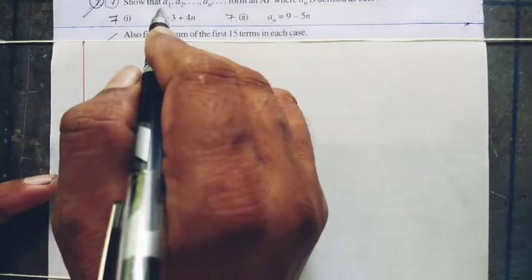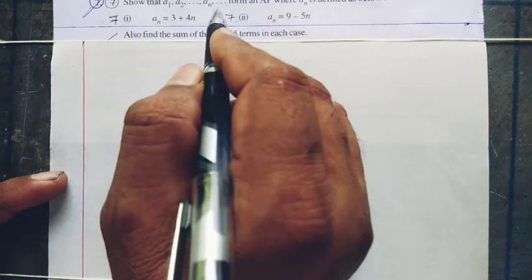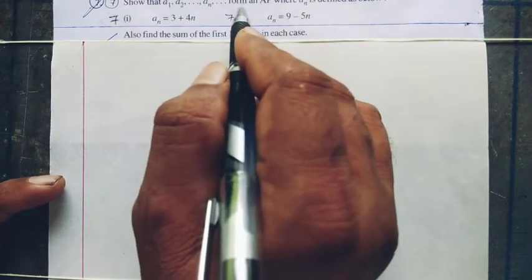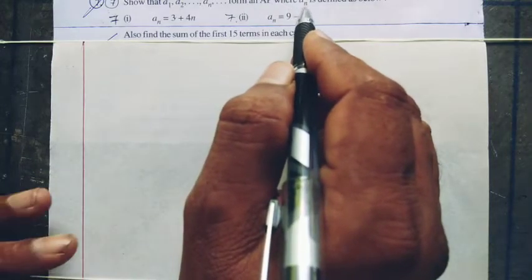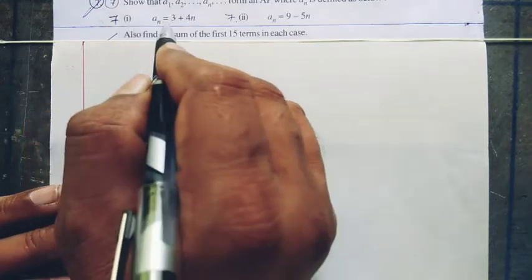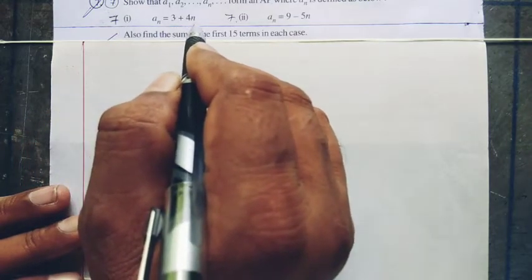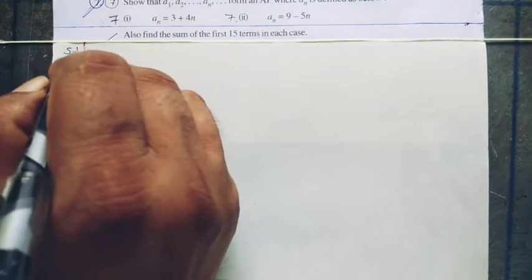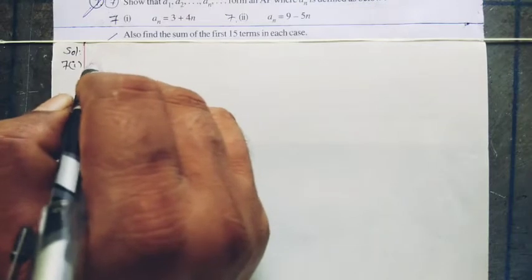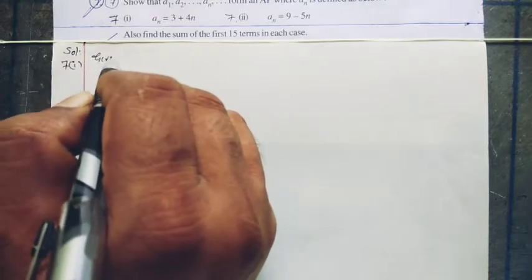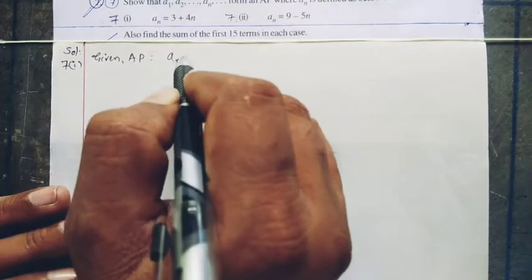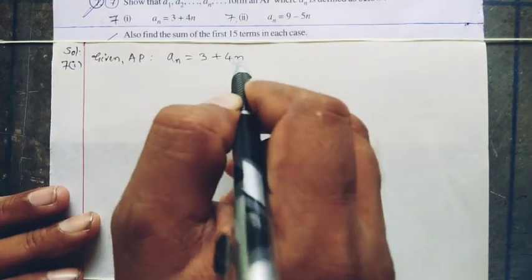Seventh bit: show that a1, a2, and so on, an, and so on, form an AP whose an is defined as below. In this first problem, an is equal to 3 plus 4n. Solution for seventh bit, first problem. Given an AP, an is equal to 3 plus 4n.